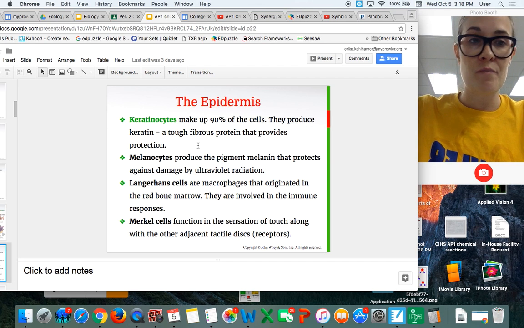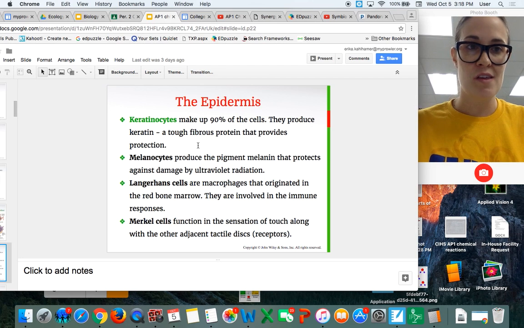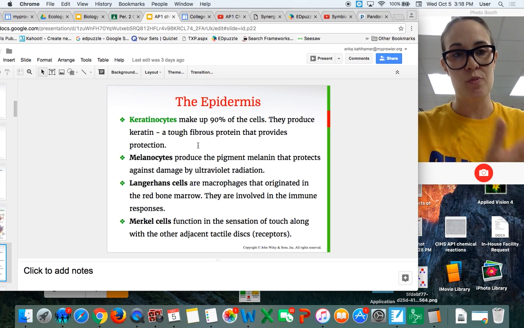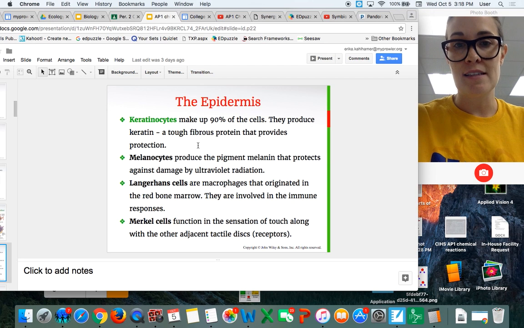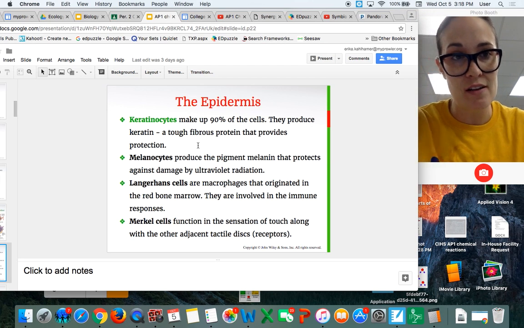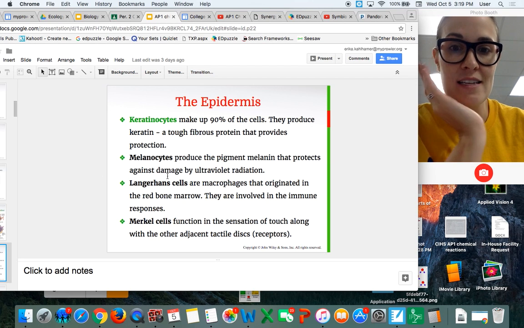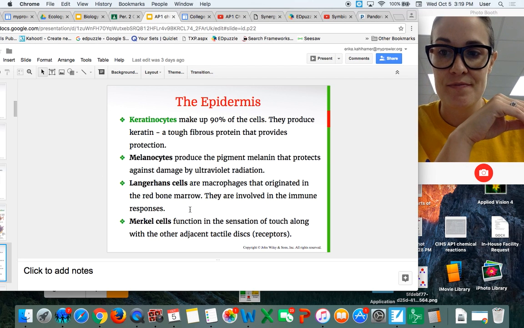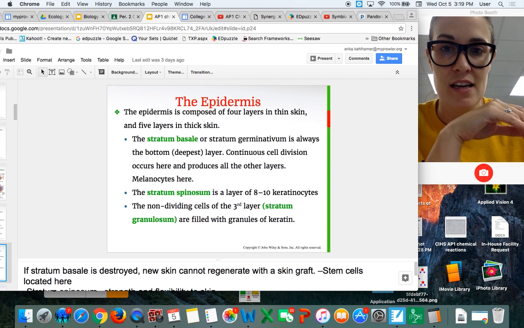Melanocytes are pigment-producing cells that release a pigment called melanin. It actually is protective in nature to protect your skin against light. Langerhans cells are immune system cells. And Merkel cells are involved in touch sensation. It's a cell that you can find in the skin.